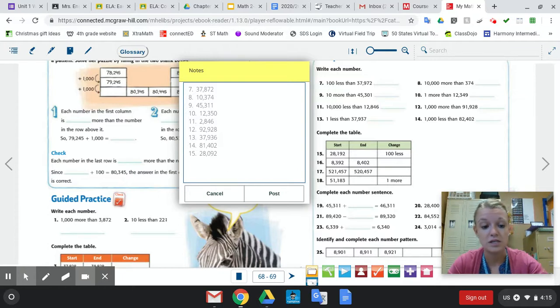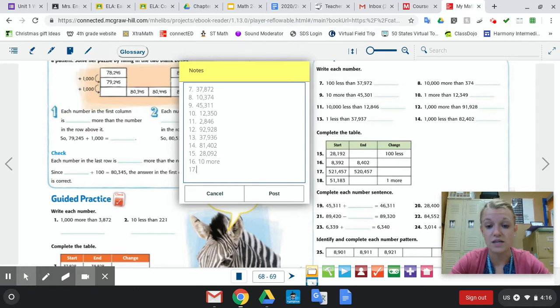Okay, number 16. We have a start and an end. We need to figure out how much it should change by. So we have 8,392 and 8,402. I see this number 39 in here. Do you guys see that? And do you see how it changed to 40? So 39 changing to 40, it looks like they added something to the 9 for it to become a 10 and move up. So they changed the tens place. So it was 10 more.